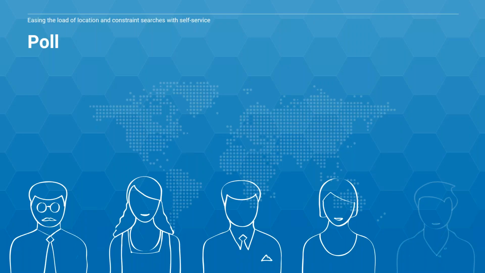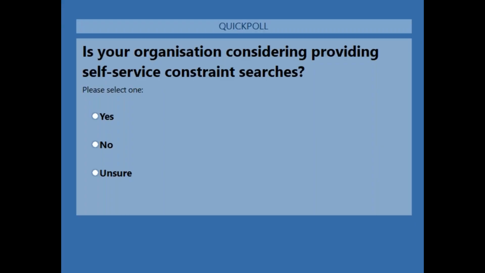And what I can see from that is that most of you are saying no. So you can make use of a tool like this, which is really good. You've come to the right place to find out more. And then we've got a second question as well. So is your organization considering providing self-service constraint searches? So again, are you actively working in a planning or land charges department, and have you got first-hand experience of these tools being used? How do they work for you? If you can answer yes or no or unsure to those questions, that'd be really good as well. And again, I'll just give you a couple more seconds.